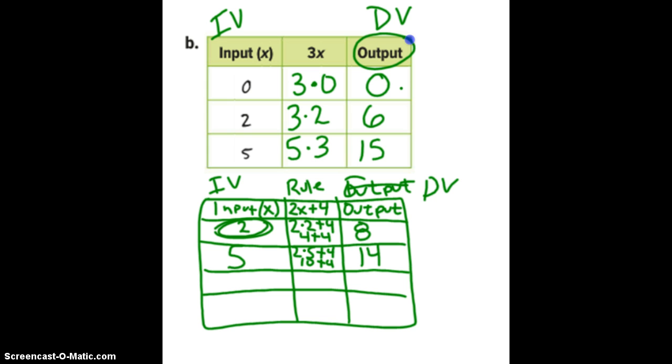Let's plug in, again, it's independent. I can choose any number I want. Let's get real crazy and plug in 100. If I have 100 times 2 plus 4, that's going to be 200 plus 4 is 204.